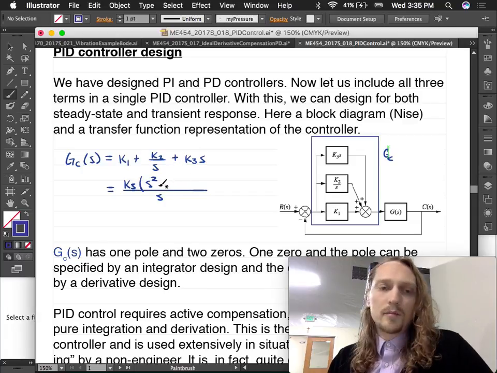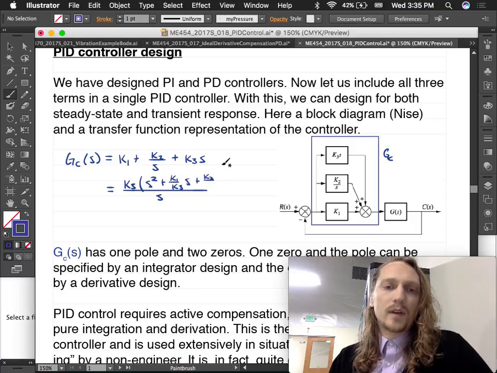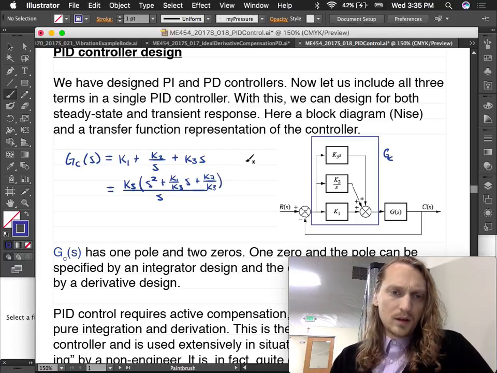so we're going to have s squared plus K1 over K3 s plus K2 over K3.